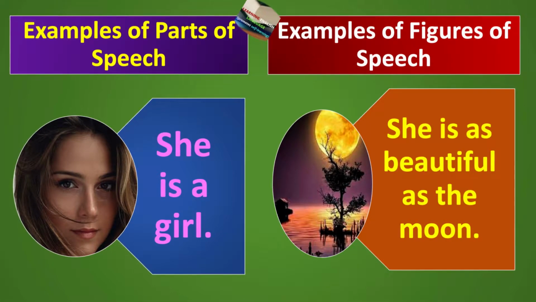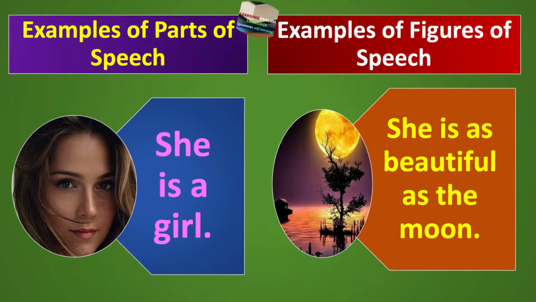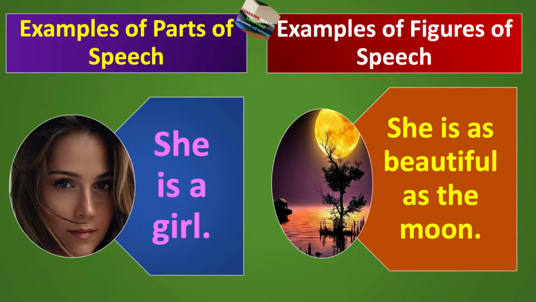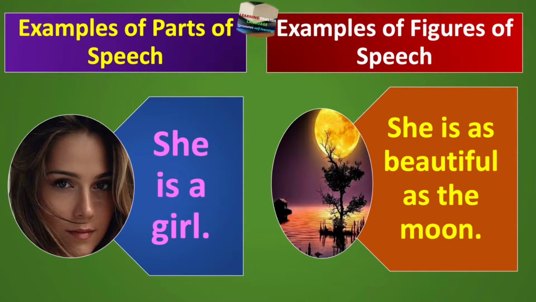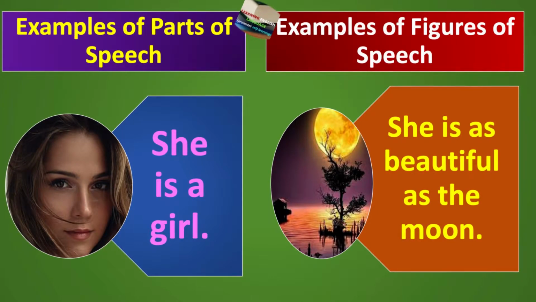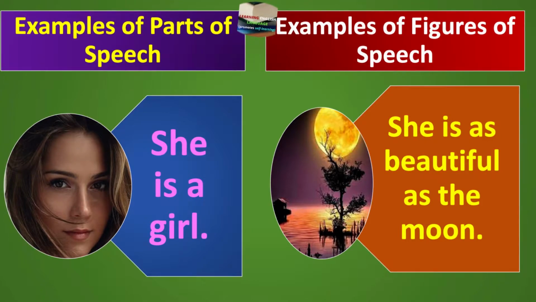Examples of parts of speech on this side, and on this side we have examples of figures of speech. For example, she is a girl. It's an example of parts of speech. Why? Because the meaning is straight, clear, and it helps us in the construction of a grammatically correct sentence. There is no hidden meaning.